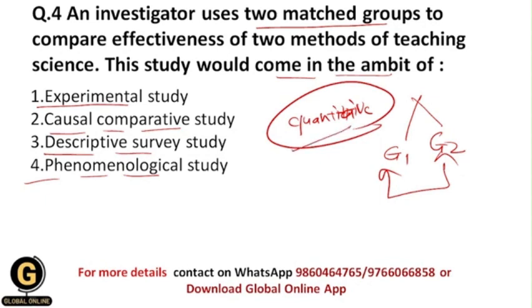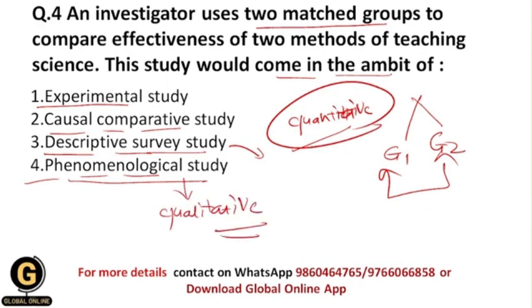But from these options, descriptive survey study is, you can say, both qualitative and quantitative, mixed research method. But phenomenological study is qualitative, because within the phenomenological study we are going to study the lived experiences of the people, and for that we are going to study their qualitative characteristics. Okay, how a particular person has experienced the particular event or the particular situation. So we are going to study all these kinds of things by using the phenomenological study, which is a qualitative research study. That's why this option is getting eliminated.